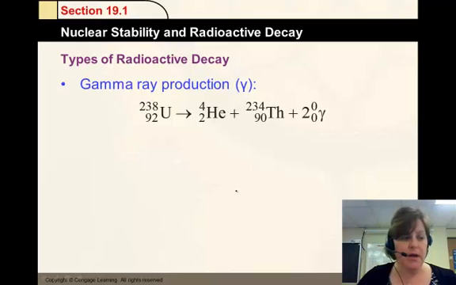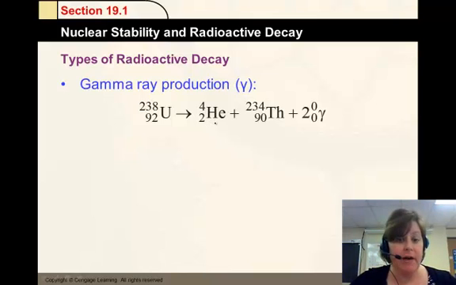Let's look at an example of gamma radiation production. Here we have uranium-238. You can see it produces the alpha particle that we saw earlier, and it produces 2 gamma rays. The emission of the 2 gamma rays is one way a nucleus with excess energy in the excited state can relax back to its ground state, and that's actually what's happening here. You'll notice it doesn't have any mass and it doesn't have any charge, so it's often, at least initially, was difficult to detect. So that is gamma radiation.